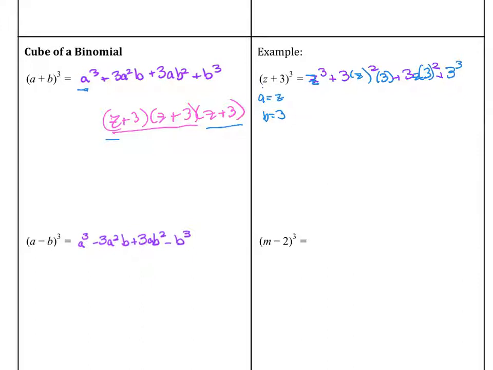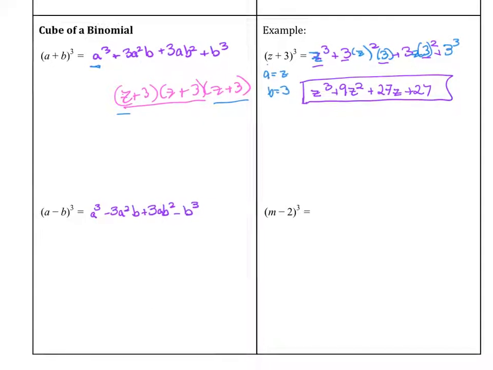So now let's simplify. This just stays the same as z cubed plus 3 times 3 is 9z squared. Then 3 squared is 9. 9 times 3 is a positive 27z. Then 3 cubed, that is 27. So instead of having to multiply it through, that is the shortcut. And I know some of you like shortcuts, so that is very useful.